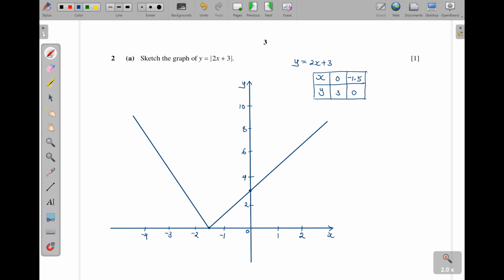I can even label this one as the positive part, because it was already above the x-axis. So 2x plus 3, and then this is the reflected part. So I can say y is equal to negative of 2x plus 3.